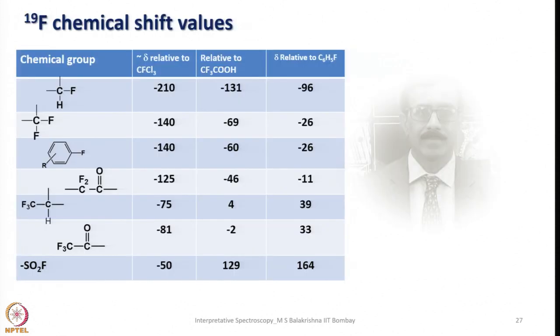So let me stop and continue in my next lecture about many other NMR active nuclei, for example, 19F, 14N, 15N and other nuclei such as even boron. So let's continue the discussion on spectroscopy, especially NMR spectroscopy, in my next lecture.